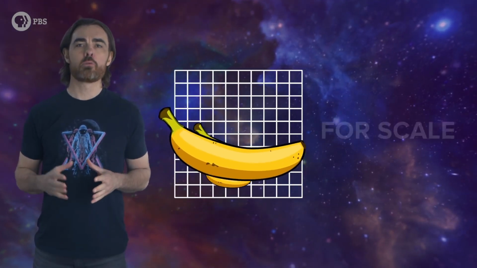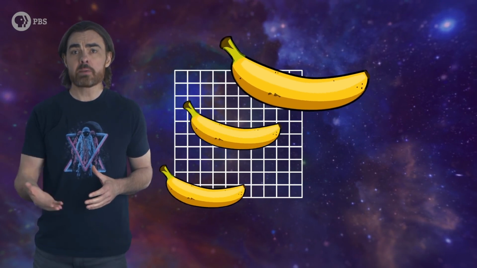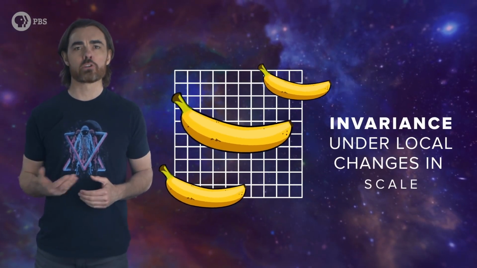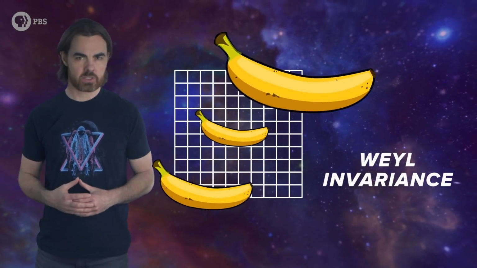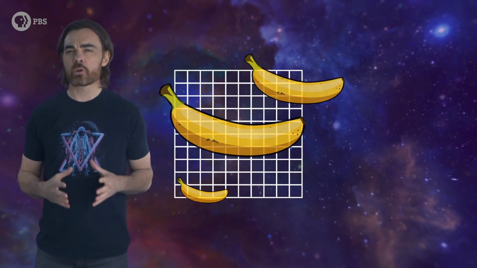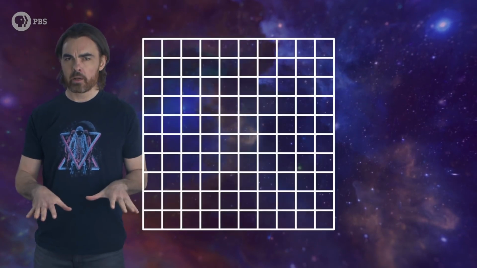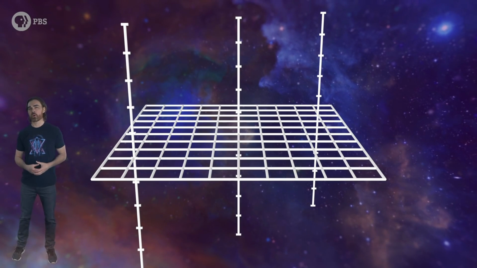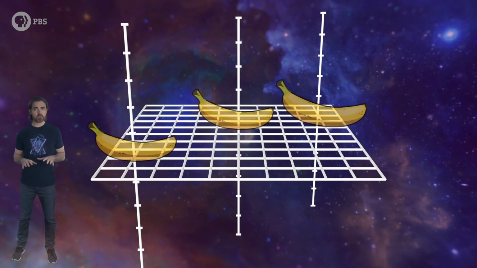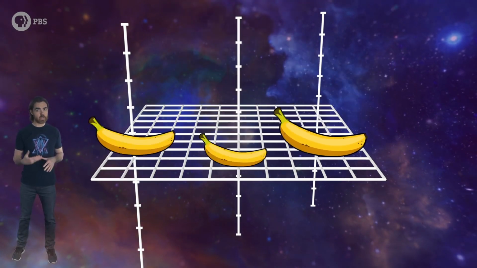By making this conformal field theory, we've added a symmetry, invariance under local changes in scale, also known as Weyl invariance. This adds a degree of freedom everywhere, like a new infinite number line at each of the 2D grid points. Objects on the 2D grid also have values on that number line.